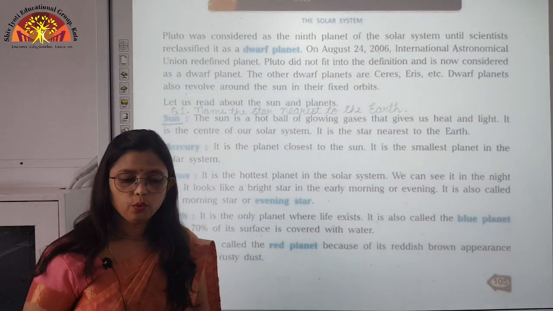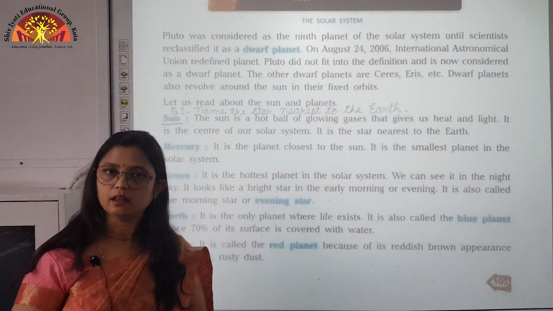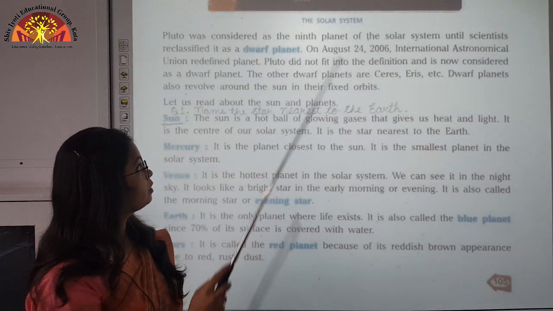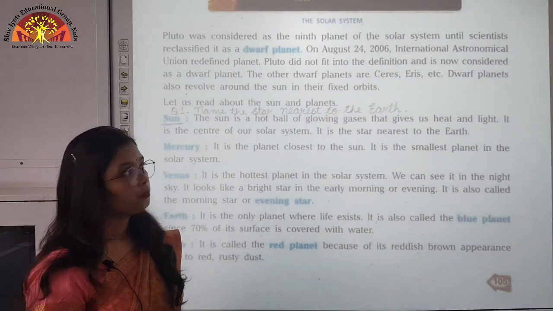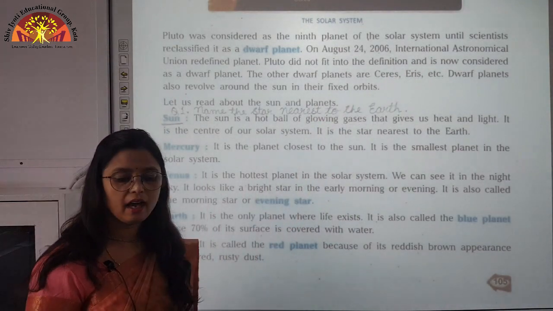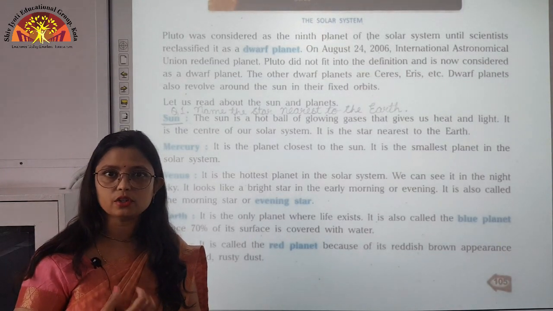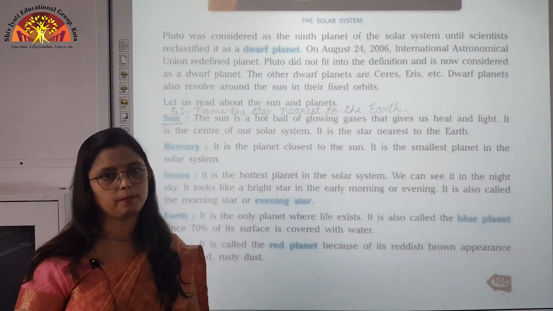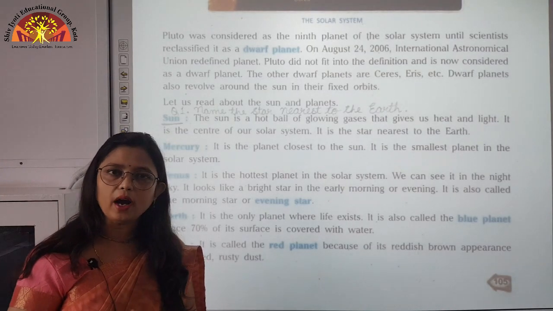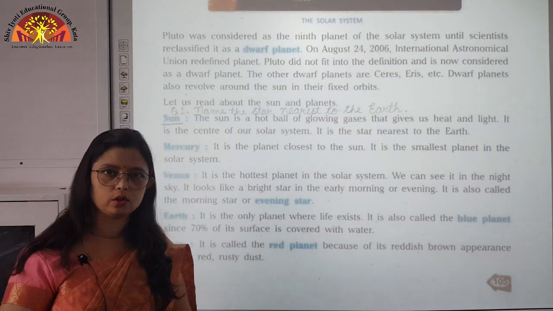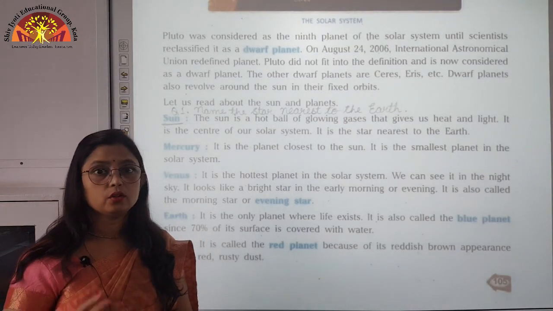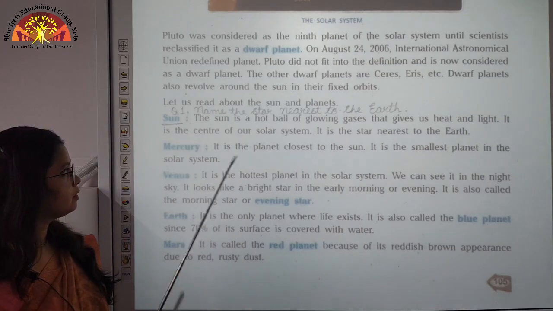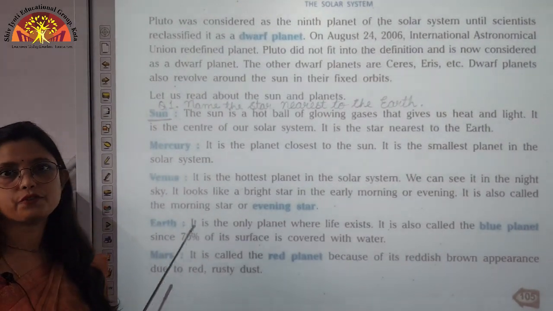So, children, Pluto was previously considered as the 9th planet. Previously there were 9 planets in our solar system, but on August 24, 2006, the International Astronomical Union gave a new definition of planets, and the features of the planet Pluto did not fit that definition. So, it was removed from the list of the planets and then it was considered as a dwarf planet. Some other dwarf planets are also there, which are Ceres and Eris. Now, these dwarf planets also revolve around the sun in their own orbits. Okay, children. Now, we will discuss each of these members of solar system individually.